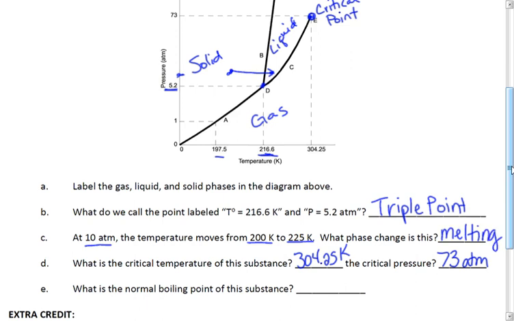The normal boiling point will be where it forms a gas at our normal atmospheric conditions. We have 1 atmosphere worth of pressure above us, and I know this is not actually boiling because it's going to go directly from a solid to a gas at this point, but it's still the point at which it is vaporizing. It is turning into a gas. So that's going to be at 197.5 Kelvin.